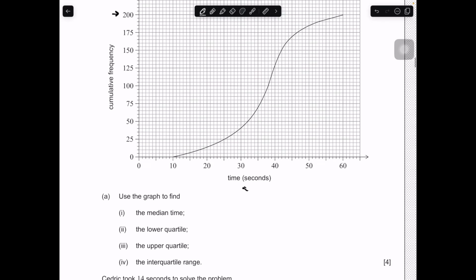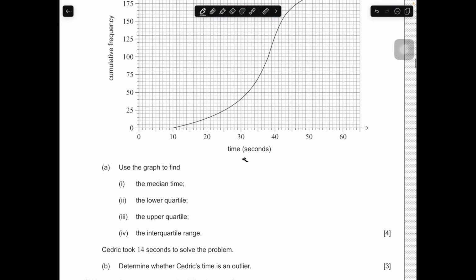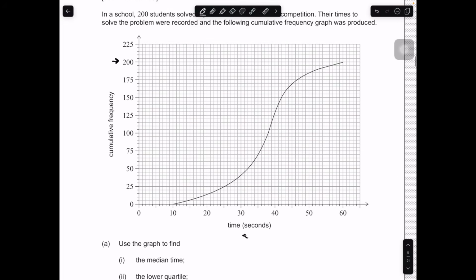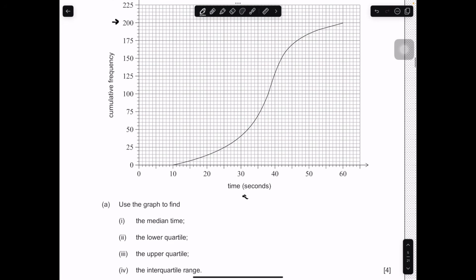Using the graph, now we have median, lower quartile, upper quartile, interquartile range. And then at the very end, we're asked to determine if a particular score is an outlier. So pretty common question, actually. Let's go work this out.